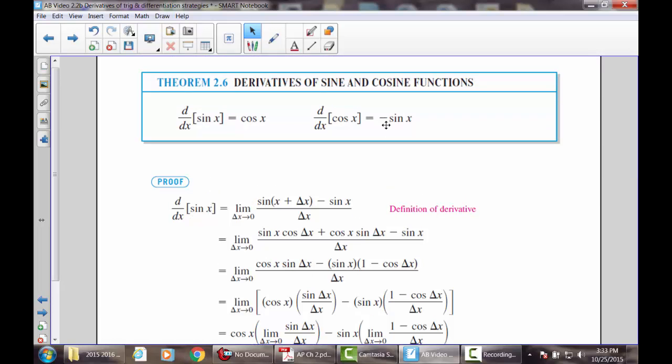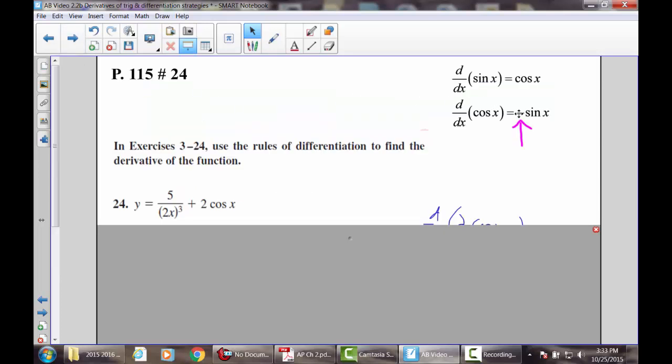The most common mistake, of course, is forgetting which one is the negative. The derivative of sine is positive cosine. The derivative of cosine, if you perform the same procedure, you would end up with negative sine x. Okay, so don't forget that negative.